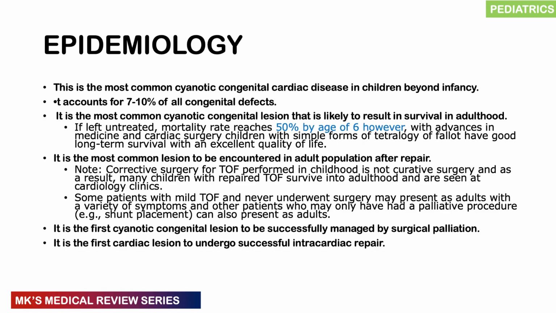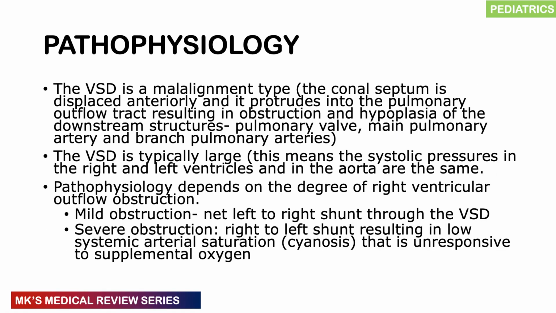Some of the patients that have a mild Tetralogy of Fallot and don't need surgery may present as adults with various symptoms, and other patients who only had a palliative procedure, for example a shunt like the Blalock-Taussig procedure, can also present as adults with a myriad of symptoms. And remember that Tetralogy of Fallot was the first cyanotic congenital heart lesion to be successfully managed by surgical palliation, and the first cardiac lesion to undergo successful intracardiac repair. Those are just some facts that you must keep in mind.